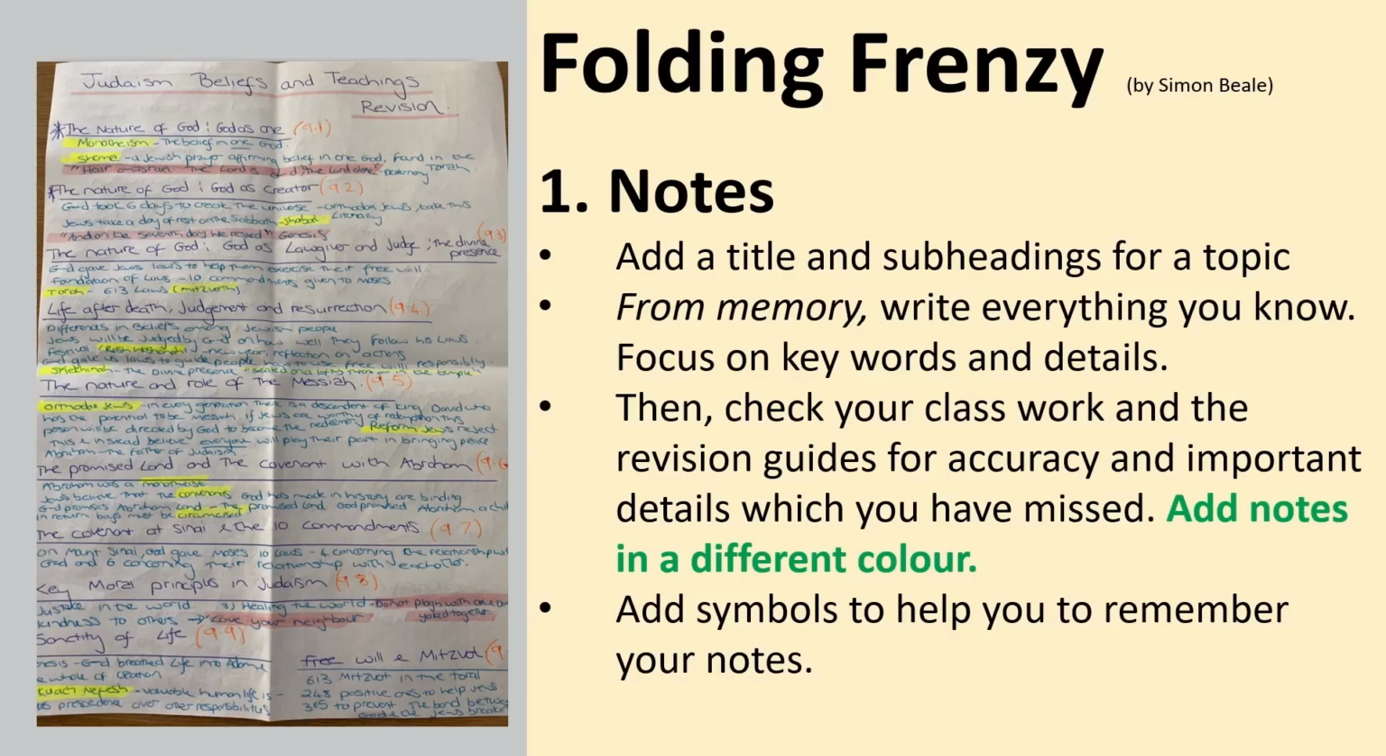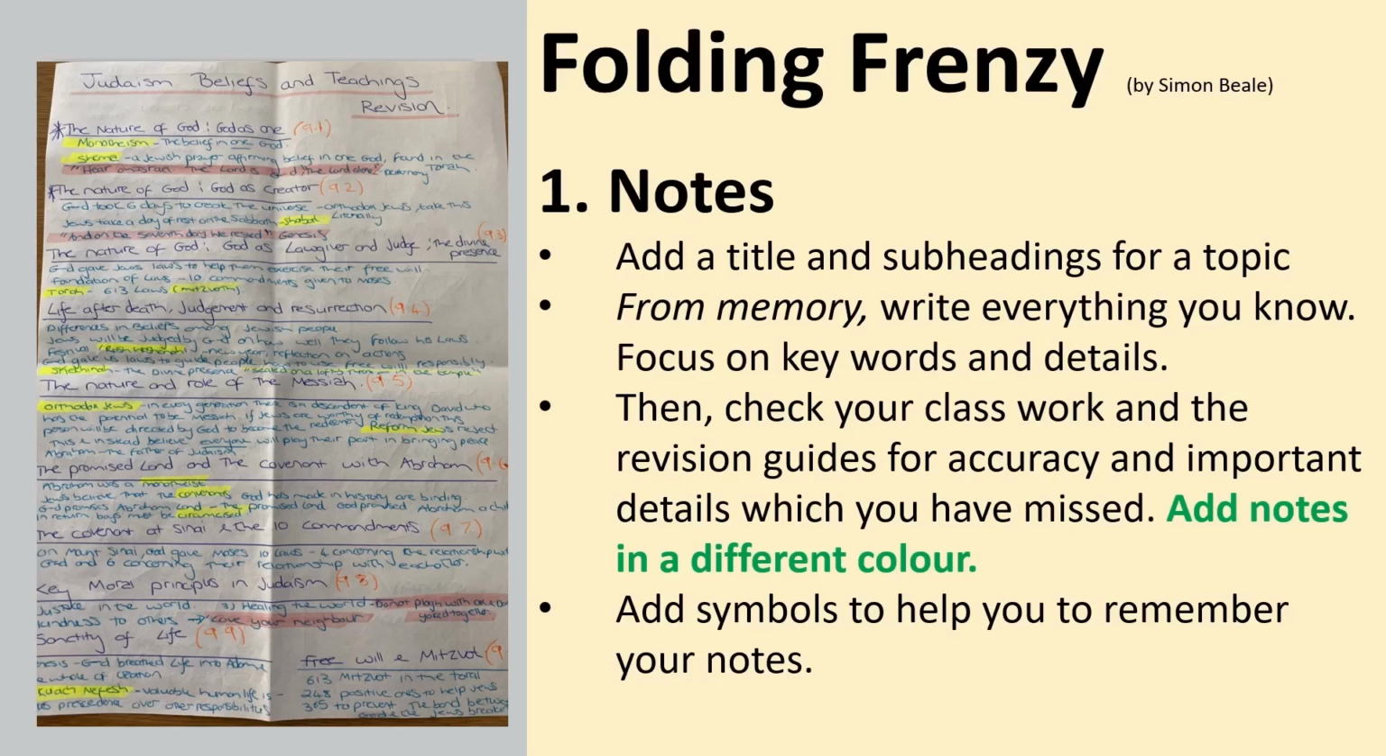So the first page, for example, will look something a little bit like this. This is an example of a Year 9 Judaism folding frenzy. So the first page, as I said, should be an A4 sheet. And initially, students should write everything that they know about that topic. They should have the heading at the top, subheadings for topics within that topic, and they should write everything that they know about that topic. They should then check their classwork, revision guides, homework, BBC Bitesize, and add anything that they forgot in a different colour so that they can see what they remembered and what they needed support with.